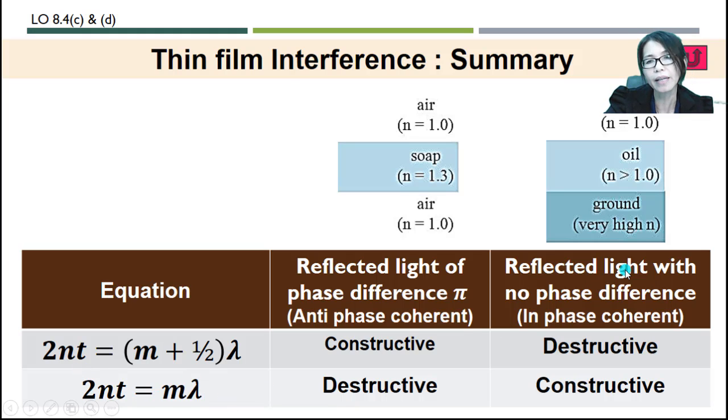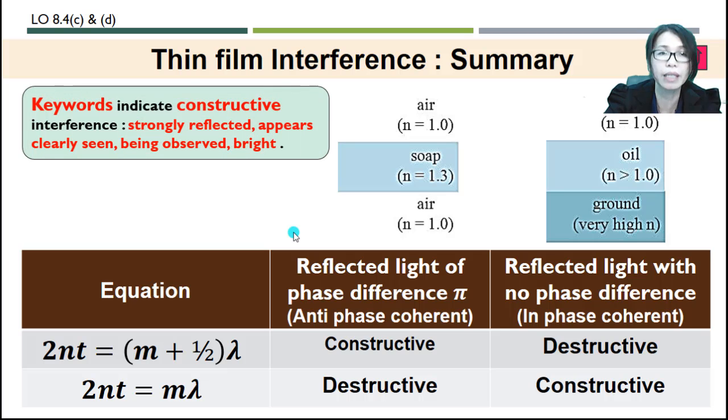But if the reflected lights act as in-phase coherent sources, then to get destructive, 2nt is (m plus half) lambda, and constructive is 2nt equal to m lambda. Then how are we going to know whether the reflected light is doing constructive or destructive interference? Macam mana kita nak tahu? Dalam satu situasi yang diberi tu, cahaya yang dipantulkan, reflected light tu, dia mengalami constructive ke destructive interference?